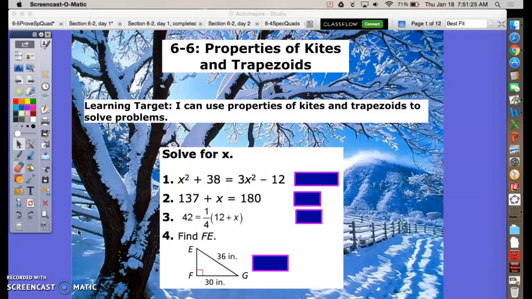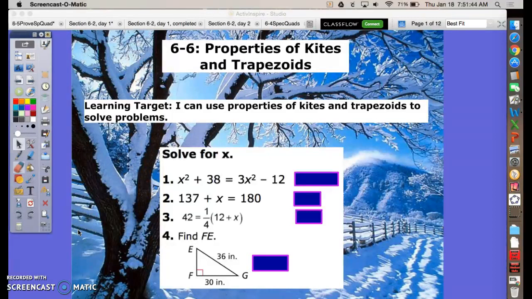In lesson 6.6, we are going to be talking about the properties of kites and trapezoids. So we just finished up talking about rectangles, rhombus, and squares, and we talked about all of their properties and how we could prove that something was them. These are two more special quadrilaterals that we're going to talk about today.